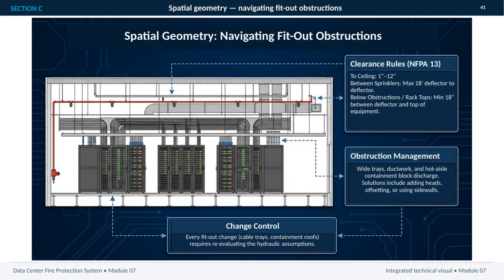Wide cable trays, ductwork, and hot aisle containment can block discharge. Depending on the geometry, the response may be to add sprinkler heads, offset their locations, or use sidewall sprinklers. Finally, this is not a one-time check. Every fit-out change, including new cable trays or containment roofs, requires the hydraulic assumptions to be reviewed again. Good change control keeps the installed system aligned with the design intent.